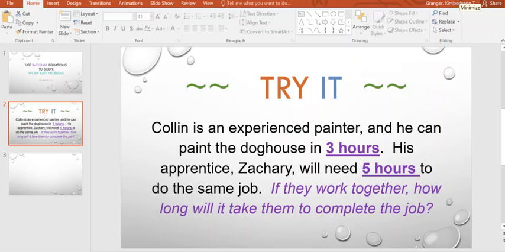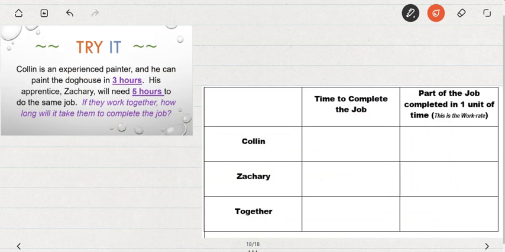I'm going to start the problem with a chart here. It's a chart that just gathers the information. The first problem solving step is to understand the problem, and one way to get a better understanding of the problem is to gather the information in a chart. So we can see that it takes Colin 3 hours, it takes Zachary 5 hours. And then the question is asking, if they work together, how long will it take? So I can put my X, my unknown, in this bottom column.